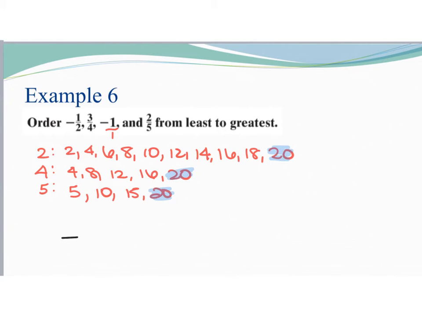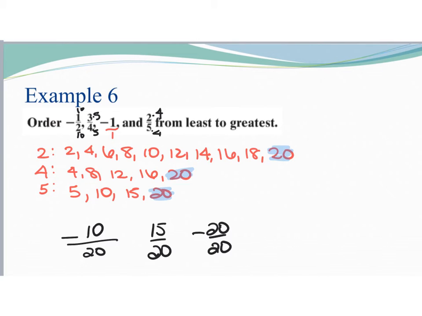So I'm going to have a negative 1/2. I multiplied the 2 by 10 to get 20, so I also multiply the numerator by 10. So I end up with -10/20. I multiplied 4 by 5 to get 20, so I multiply 3 by 5, which means I have 15/20. Then I have a -20/20. And to get to 20 on this denominator of 5, I multiplied by 4, so I also multiply that numerator by 4, which would give me 8/20.